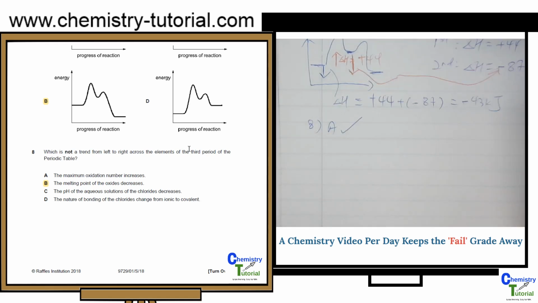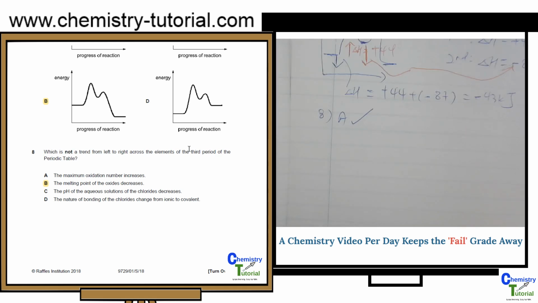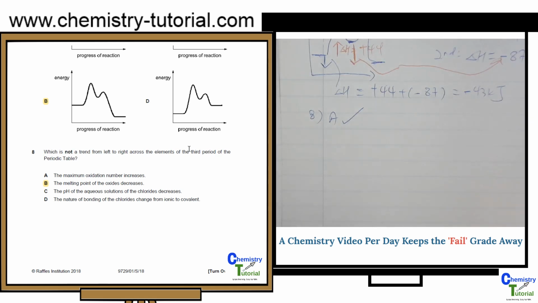Why? Because as you go across the period, the oxidation number will increase from +1, +2, +3, +4, +5, +6, +7. That means from +1 of group 1 element to +7 of your group 7 or group 17 element. So definitely the maximum oxidation number does increase. So A is correct in the sense that it is a trend.